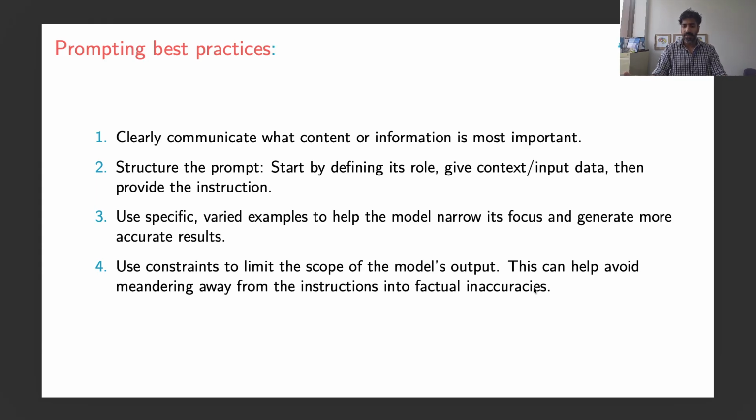And for the limited amount of effort put into that, use constraints to limit the scope of the model's output. This can help avoid meandering away from instructions into factual inaccuracies. So make sure that you're constraining the scope of the output.